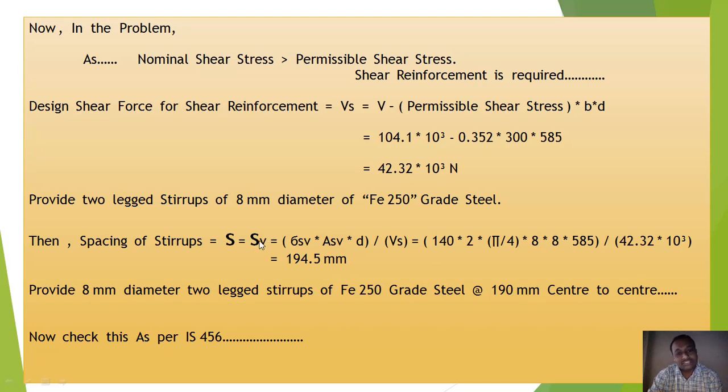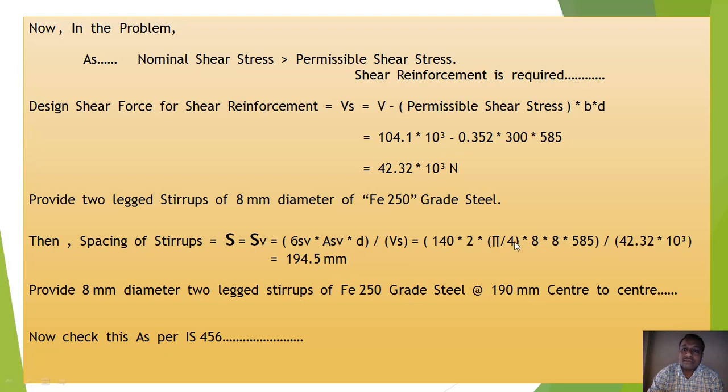That is sigma SV into ASV into D divided by Vs, where sigma SV is 140, the permissible stress in steel. So SV is the area of steel provided into effective depth divided by Vs. This is Vs, that is the design shear force.